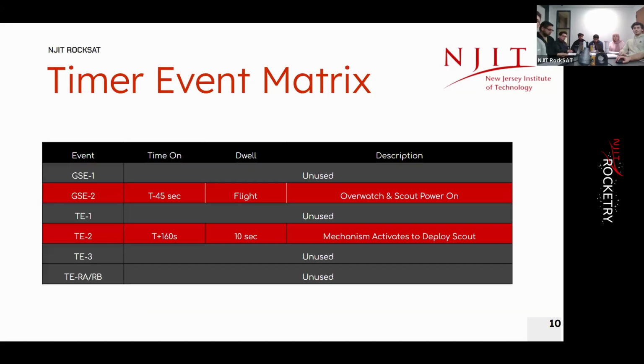The timer event matrix is different. We have GSE2 at T minus 45 seconds. This will power on Overwatch and Scout. And then timer event 2 at T plus 160 for a 10-second dwell, and it will activate the ejection mechanism. But it's still subject to change.